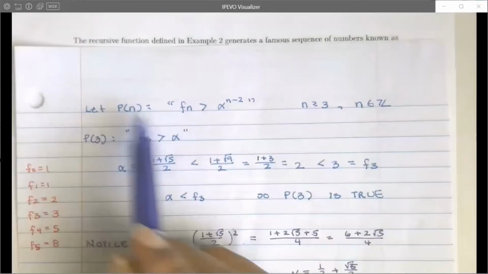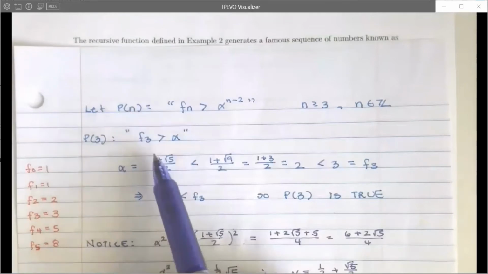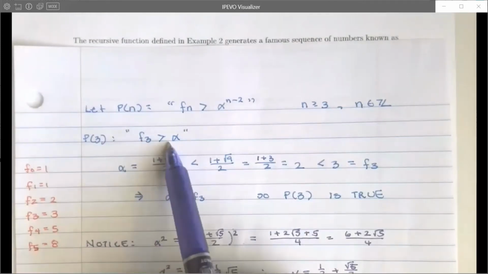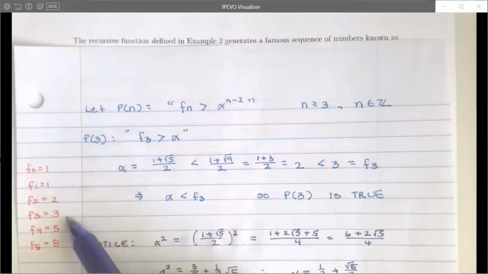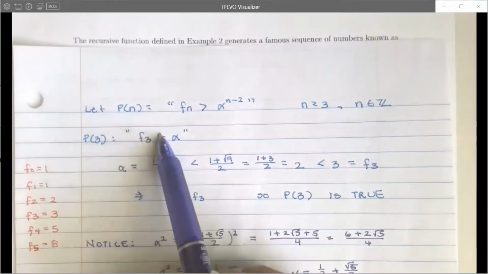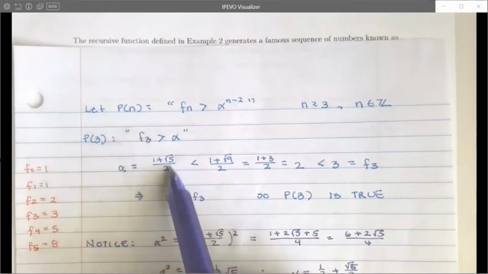So using this defined function, here I used n instead of k, but it's essentially the same thing. P of 3 would be the statement that the third Fibonacci number, F3, is greater than alpha. Now F3 is 3, so essentially what we're saying is that 3 is greater than the fraction (1 plus square root of 5) over 2. So let's see if that is true.